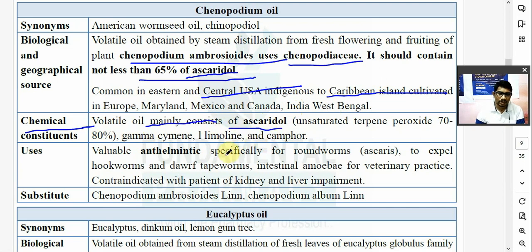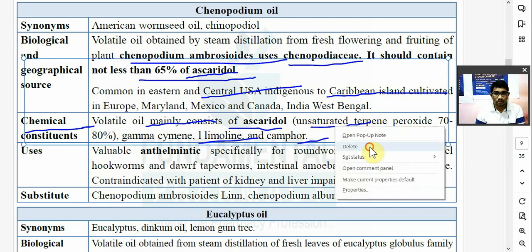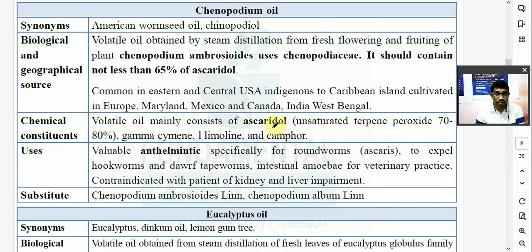So what is ascaridole? It is nothing but an unsaturated terpene peroxide, 70 to 80% of ascaridole is present in the chenopodium oil. है ना, तो ये एस्केरिडोल क्या है? अनसैचुरेटेड टर्पेन पेरोक्साइड है, which is 70 to 80% of this oil. It also consists of gamma terpinene, L-limonene, as well as camphor. These are the active constituents. Out of that, most important you have to remember this ascaridol. Question इसके ऊपर एक बार आ चुका है.